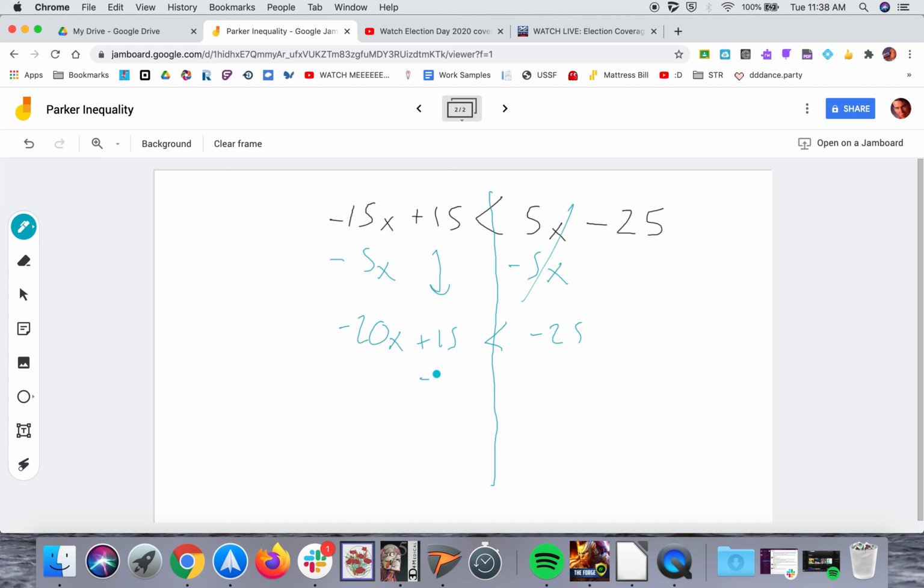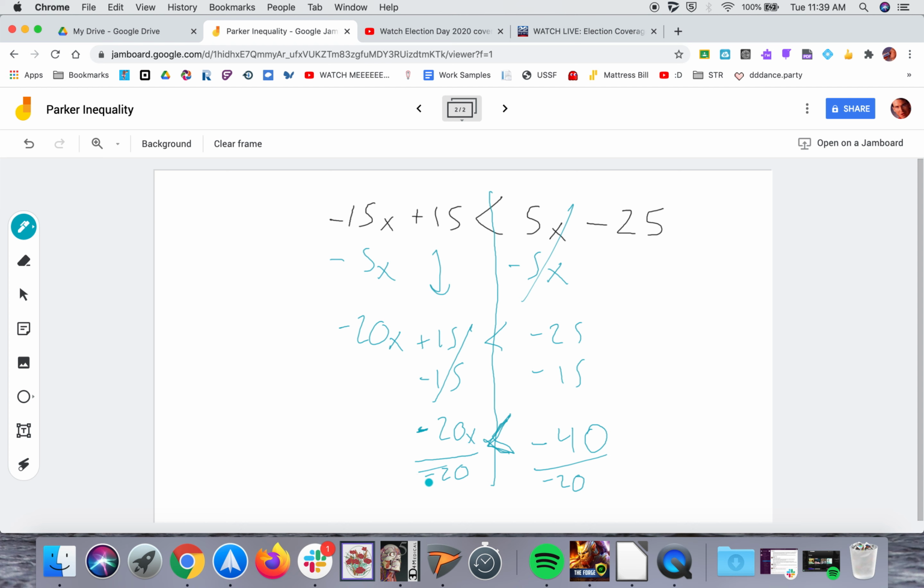Same thing here. I'm going to subtract 15 from this side. Subtract 15 from this side. So now we're left with negative 20x is less than negative 25 minus 15. I get more negative again, negative 40. Here's the catch, and this is that special case. Whenever you have to multiply or divide to solve your problem by a negative number, like we have right here, we have negative 20x, so we're going to divide by negative 20. That case right there, where we're dividing or multiplying by a negative number, that's that special case where we have to flip this sign backwards.